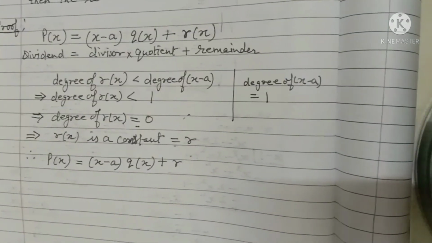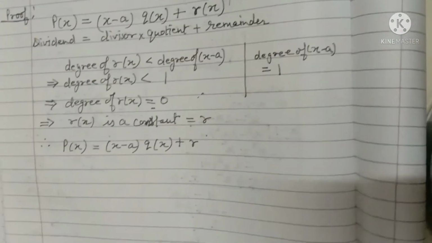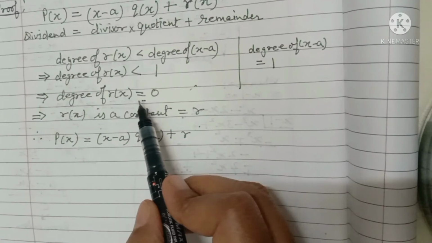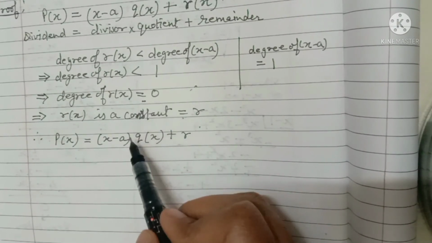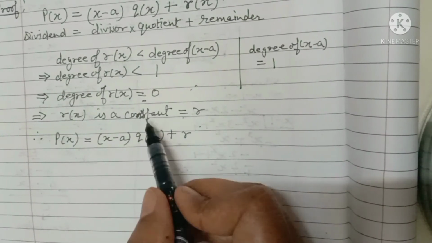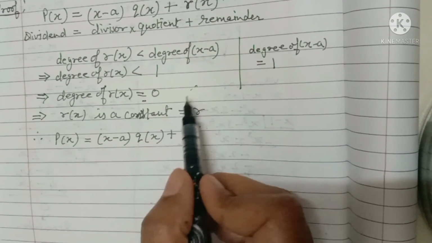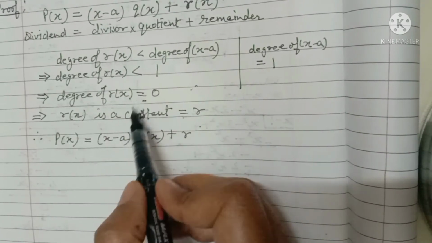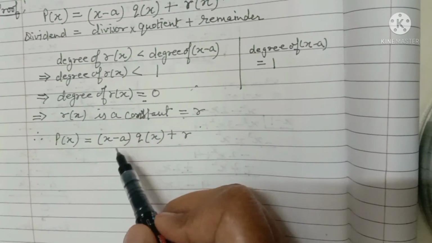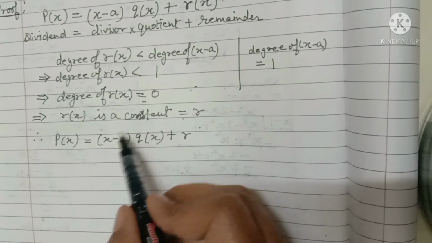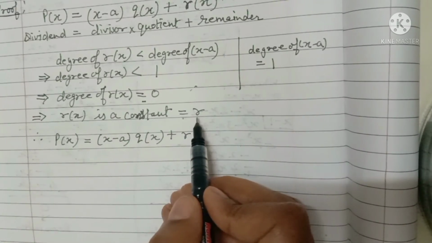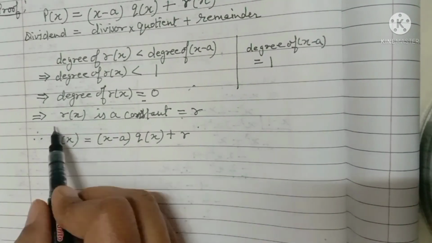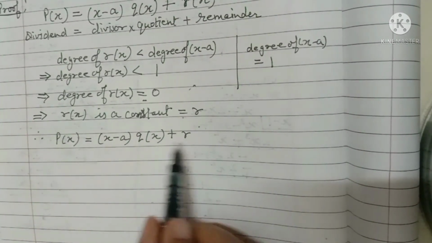You always know that a polynomial of degree 0 is always a constant polynomial, and you studied about the constant polynomial in your previous topic. So if the degree of a constant polynomial is 0, it means that it is a constant number. So you can write it as R. So this expression will be written like this.